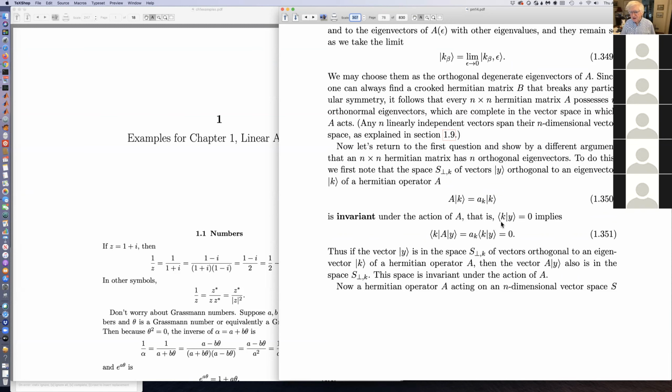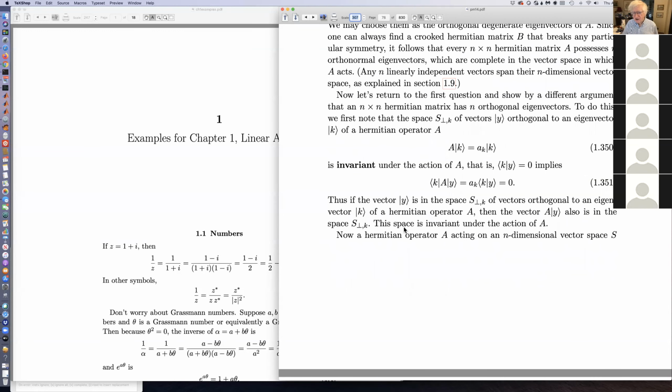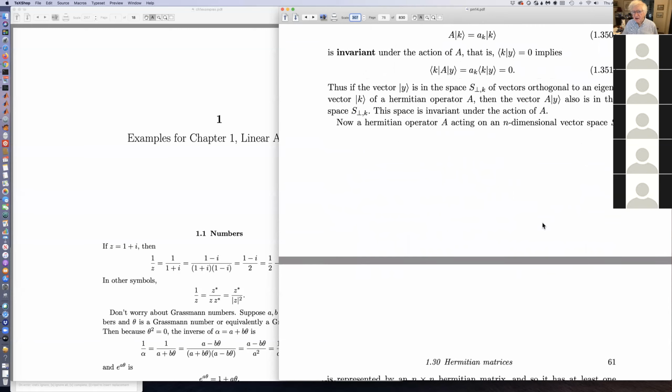That is to say, if the inner product of k with y is 0, then the inner product of k with Ay is, of course, the inner product of Ak with y, and so if that is 0, so is the inner product of k with Ay. So if vector y is in the space of vectors orthogonal to an eigenvector of a Hermitian operator A, then the vector Ay is also in the same space of orthogonal vectors. And we say that this space is invariant under the action of A.